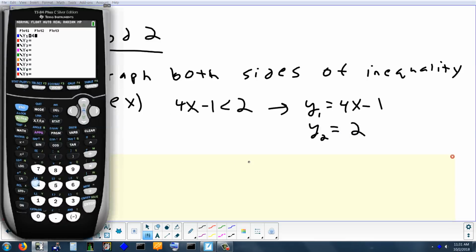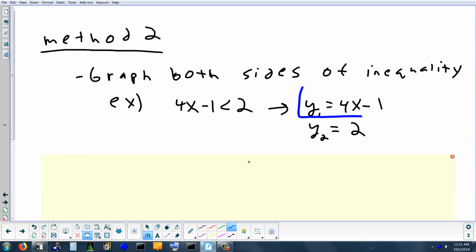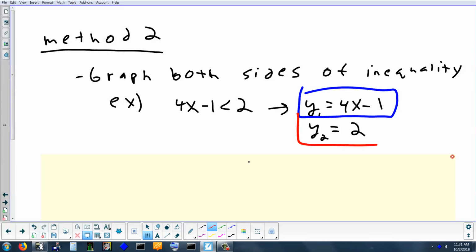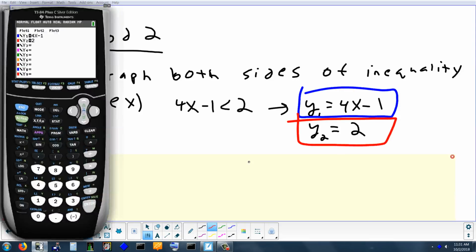So I'm going to graph 4x minus 1, and I'm going to graph 2. Now, what I'll do is I'll put colors around them so we can remember which one is which. 4x minus 1 is going to be the blue. And y equals 2, that's going to be the red. So in terms of the color, I'm looking for where the blue one is below the red one, if you want to think of it that way on the screen. Where is the blue one below the red one? Let's graph it.